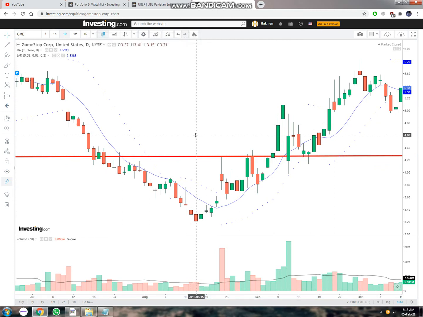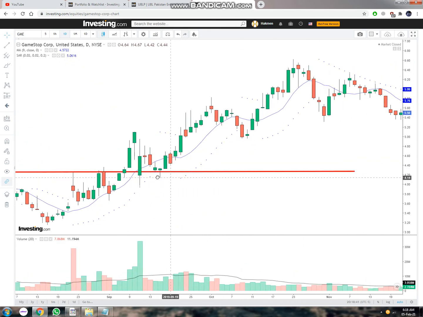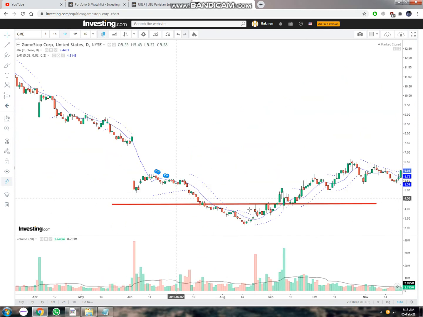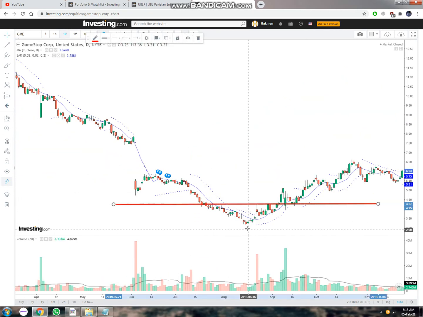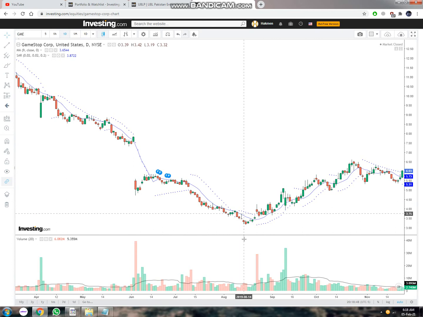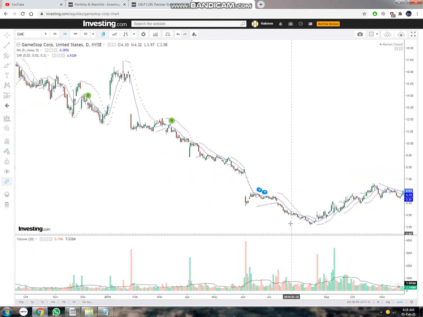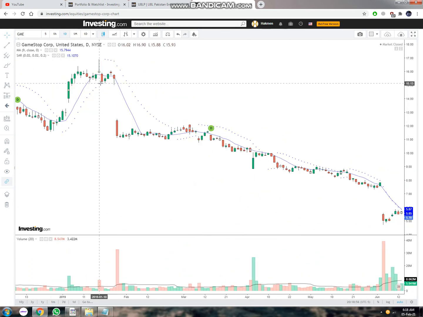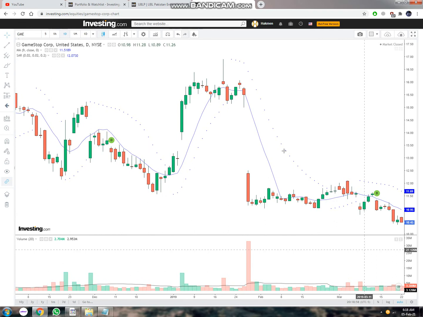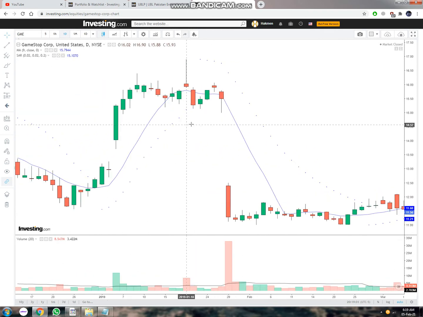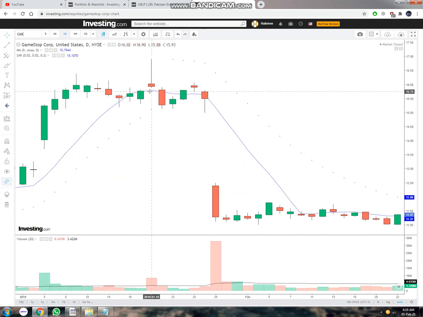Now you can see this area also acts as a resistance level. Whenever it broke this trend line, it is now trading in the upward direction. So these are two things that you will have to consider when you want to long your position. Now the opposite is for the downtrend. When that type of candle body occurs, you will have to short your position.